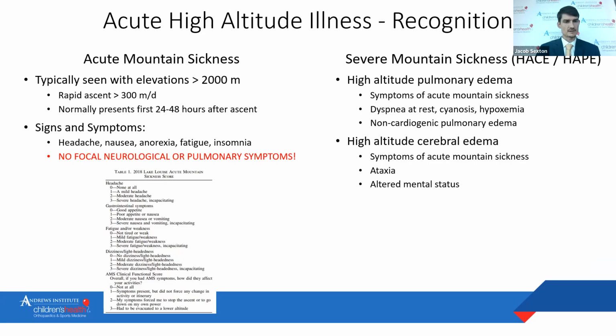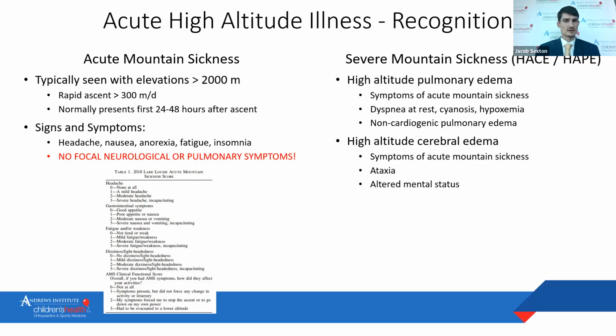This table below here is the Lake Louise Acute Mountain Sickness Score. It uses different symptoms such as headache, GI symptoms, fatigue, dizziness, and altered mental status to help classify someone as mild, moderate, or severe acute mountain sickness. Now, I would use this more as a guideline. That is not a true patient-recorded outcome measure. It is more a research study measure, but I think it gives you a good baseline when evaluating your athletes to figure out how symptomatic they are with their acute mountain sickness issues.